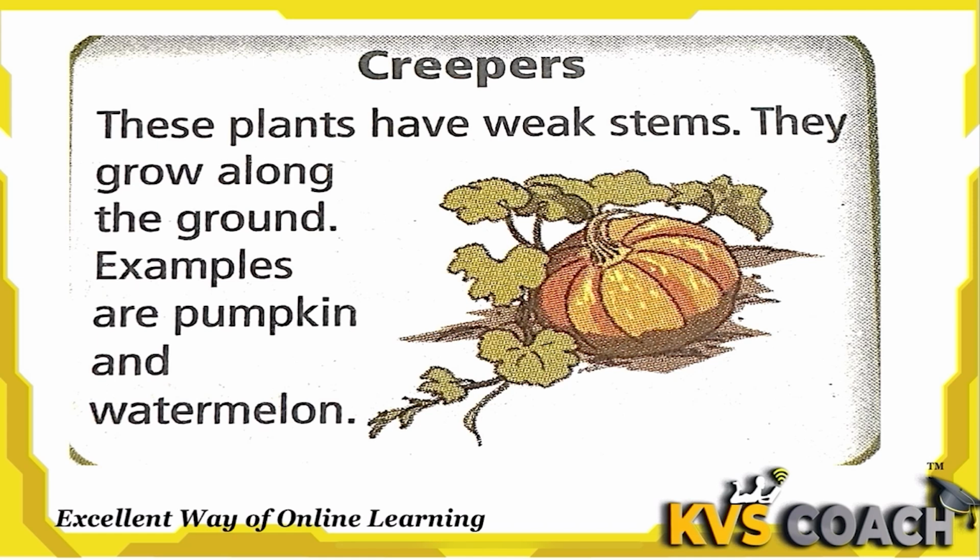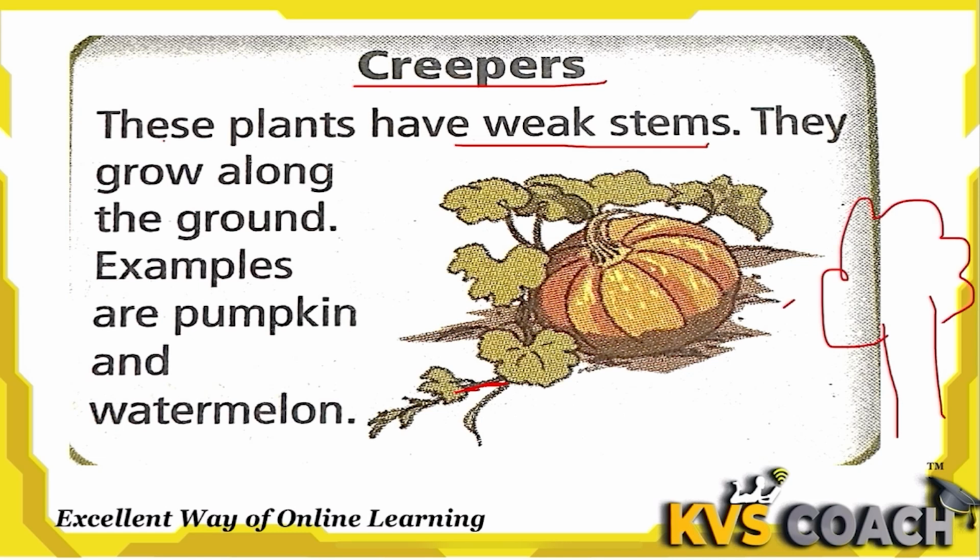Next one is creepers. What are creepers? These plants have a weak stem. They have a weak stem, that's why they cannot stand like a tree. So they grow on the ground. They grow along the ground because they don't have a strong stem to hold fruit or flowers or branches. So they grow along the ground like pumpkin or watermelon.